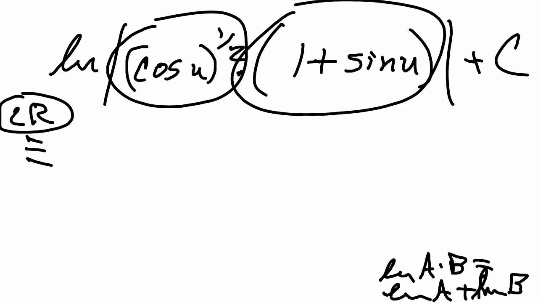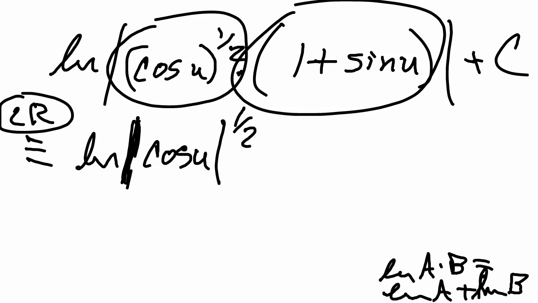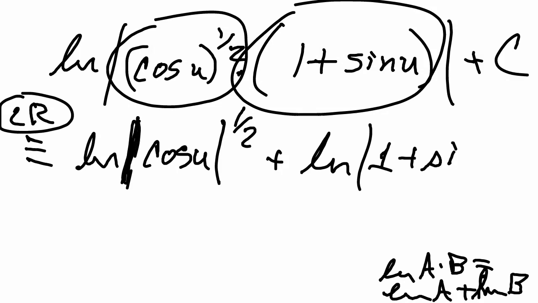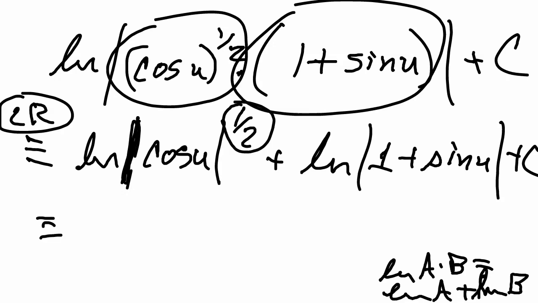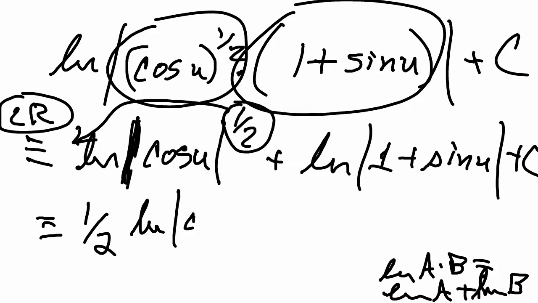This is going to be the natural log of the absolute value of cosine u to the 1/2 power. I'm going to put that 1/2 out here now. And then plus the natural log of the absolute value of the next one, which is 1 plus sine u. And then, of course, the plus c. And then, of course, using log rules again, what could I do with that 1/2? If you really wanted to, I could drop it down in front, and this ends up being equivalent to 1/2 natural log of the absolute value of cosine u.